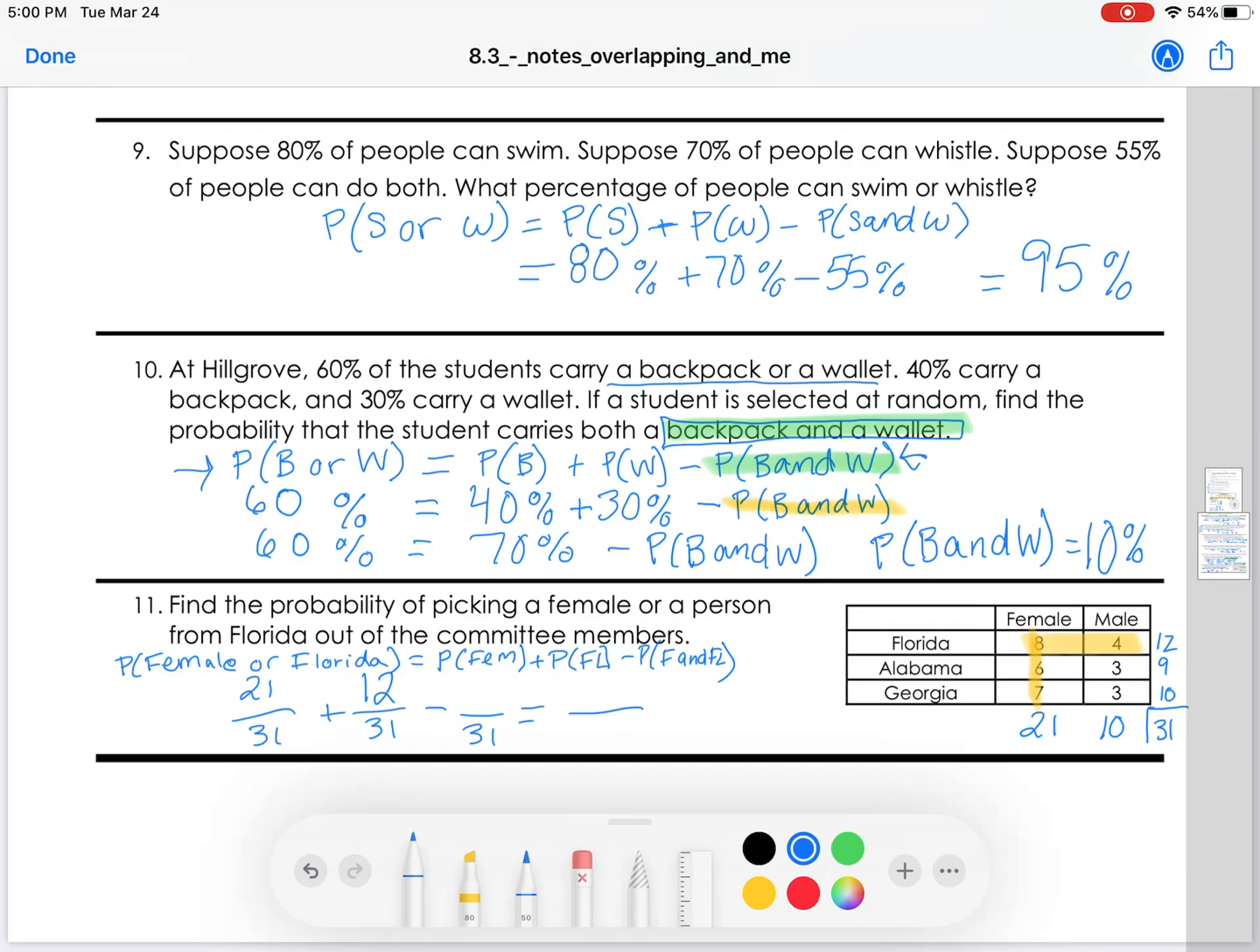All right, now I have to subtract anyone that has been counted twice, all the females that are also in Florida at the same time. If you've noticed, I highlighted this 8 twice. Once when I was highlighting the column for females, once when I was highlighting the rows for Florida. And so I need to subtract 8 where they overlap. And so there is a 25 out of 31 chance.